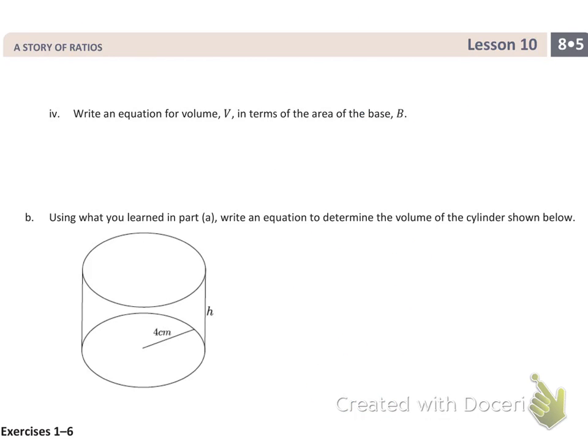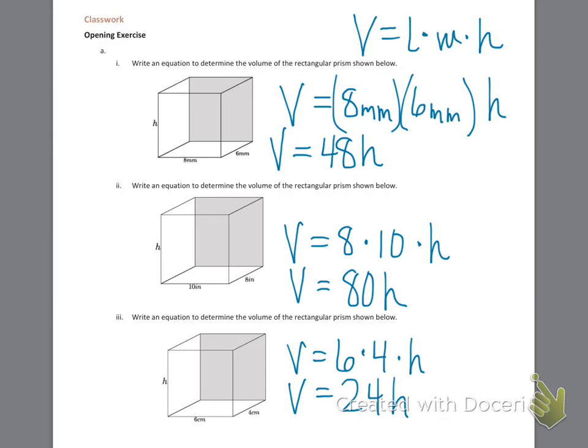Okay, so if we wanted to write an equation for volume, V, in terms of the area of the base, B, what would we say? We notice that in each of these examples, our number here, 48, 80, and 24, is actually the area of the base. 6 centimeters times 4 centimeters, 10 inches times 8 inches, and so on.